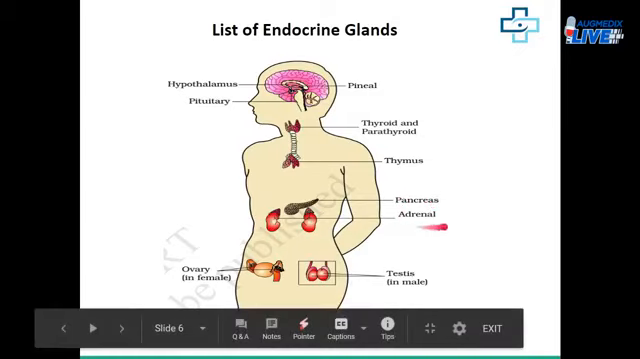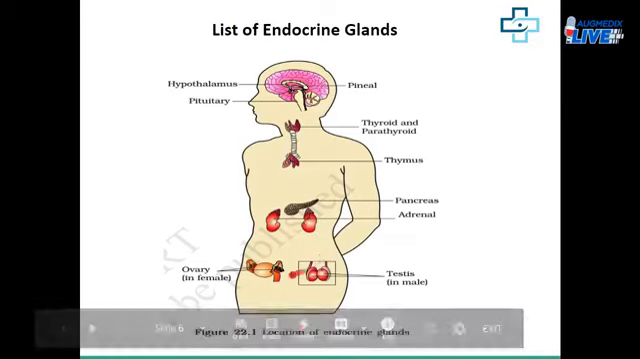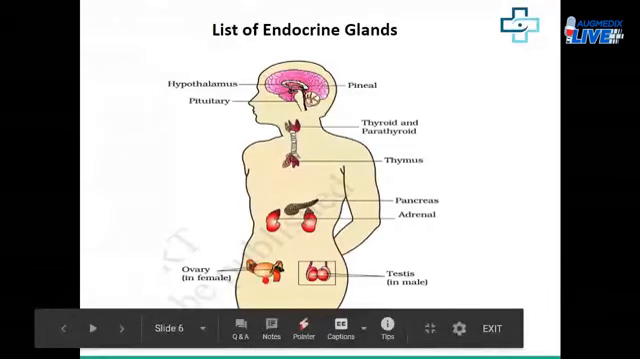Then we have the adrenal gland. The details will be discussed in the next chapter, which is going to be the urinary system. For today, you just have to get familiar with the term. The adrenal gland is located at the top of the kidney. The other name for the adrenal gland is the suprarenal gland. Supra means above and renal means kidney. The last gland, in case of female, is the ovary. In case of male, it is the testes.